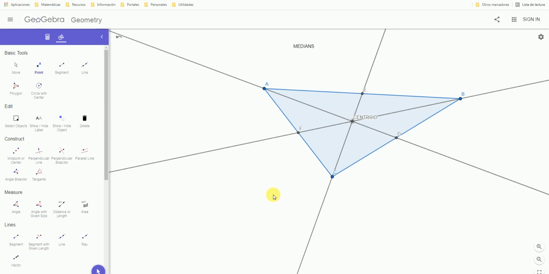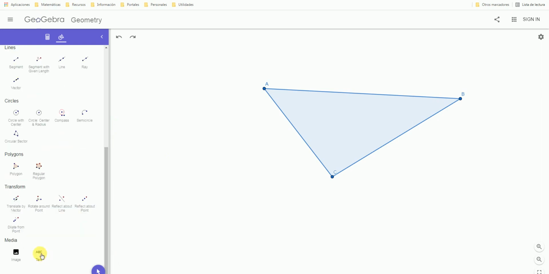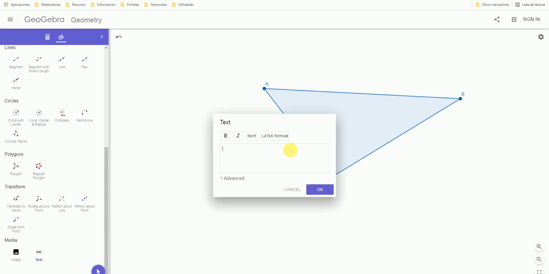Okay? So next, we are going to see a different type of lines. Let's erase the medians and the middle points. The second type of lines we are going to draw are the altitudes. Altitudes. Let's write the name first.